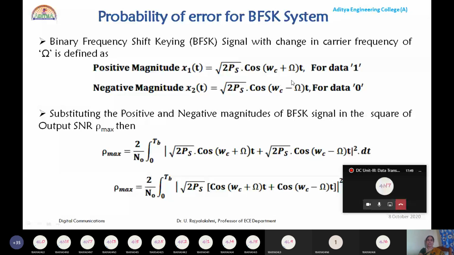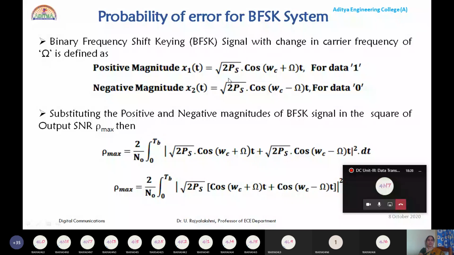Similarly, there is a reduction in the carrier frequency for data bit 0. So that's why we have defined x1 of t and x2 of t as two frequency components, respectively for data bit 1 and data bit 0. So I think you now know the definition of the BFSK signal. There is an increase in the carrier frequency by an amount of omega for data bit 1, and there is a decrease, that's why we represented it with a negative sign, in the carrier frequency by an amount of omega for data bit 0.